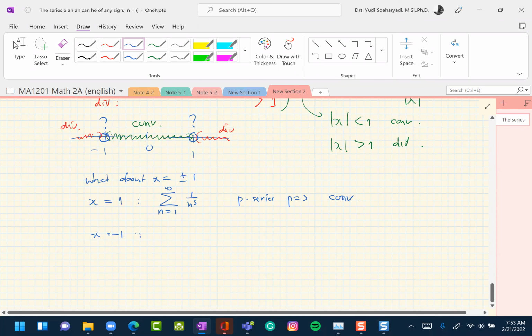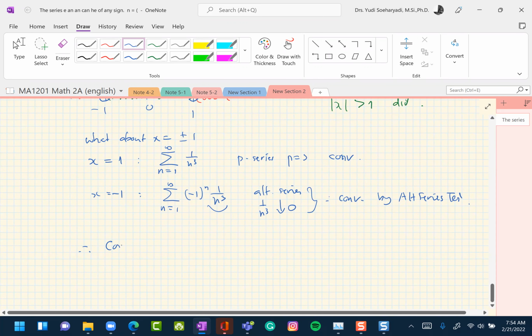What about negative one? It becomes an alternating series. But the terms 1 over n cubed get smaller and smaller, decreasing down to a limit of zero. So by the alternating series test, this also converges. So now the convergence set is from negative 1 to 1, including both negative 1 and 1.